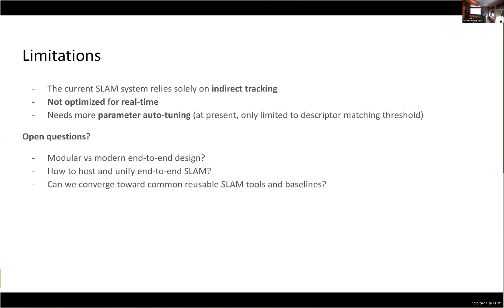Limitations. The main approach of the current SLAM pipeline is basically just using indirect tracking. Of course, the goal was local features, so direct tracking was second priority. It is not optimized for real time, and I would say that it's quite difficult to do that with Python, but that's my opinion. And more parameter auto-tuning would be nice to have. And probably this is more research related: how to integrate and unify end-to-end SLAM methods that are coming out with the old modular design.